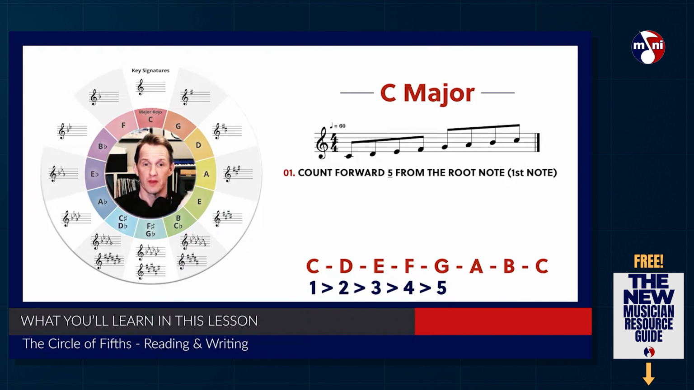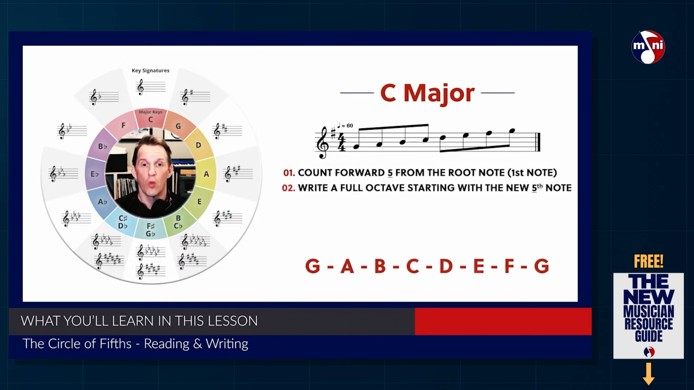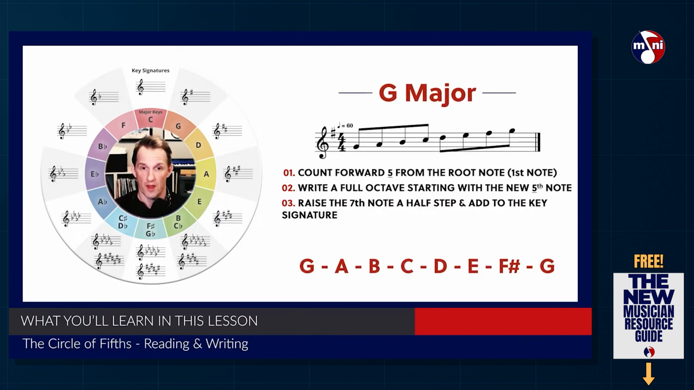G. Step number 2. With this note, write a new full octave, starting with the root or first note. In this case, that will be G, A, B, C, D, E, F, G. Step number 3. Now you have your new musical octave laid out, raise the 7th note by a half step. In this case, the F now becomes the F sharp.